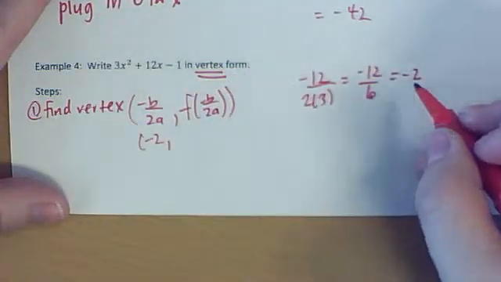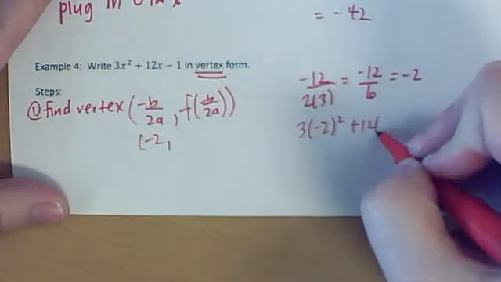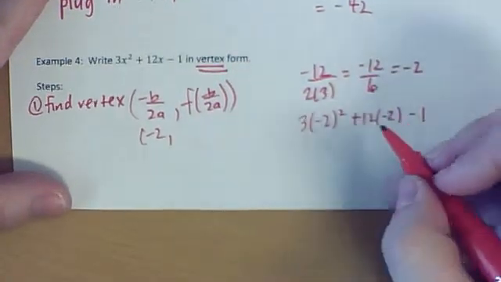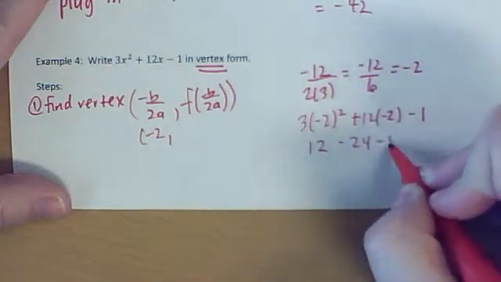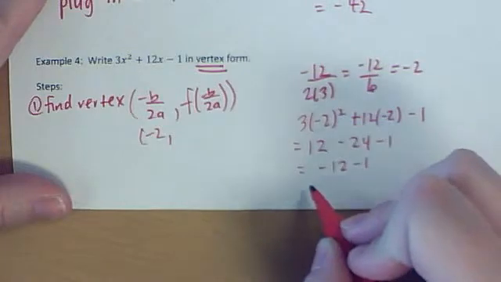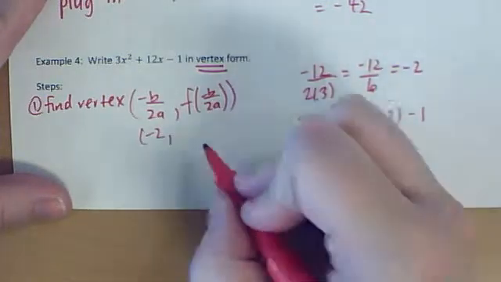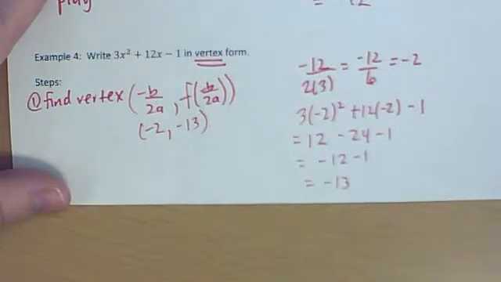Then to figure out what the y value is, take it, plug it back in. So if we solve, 4 times 3 is 12. That's -24 minus 1. So 12 minus 24 is -12, minus 1, and that would be -13. So here's your vertex, -2, -13.